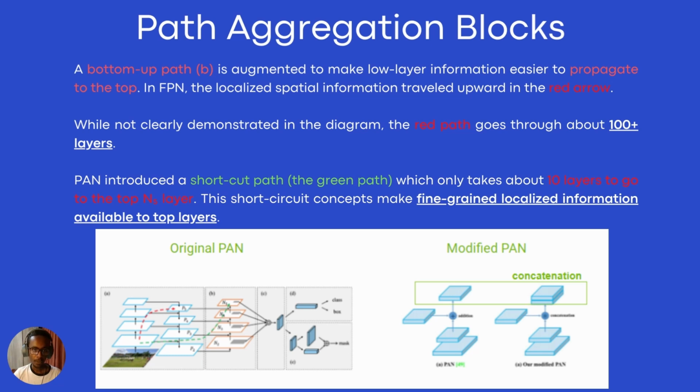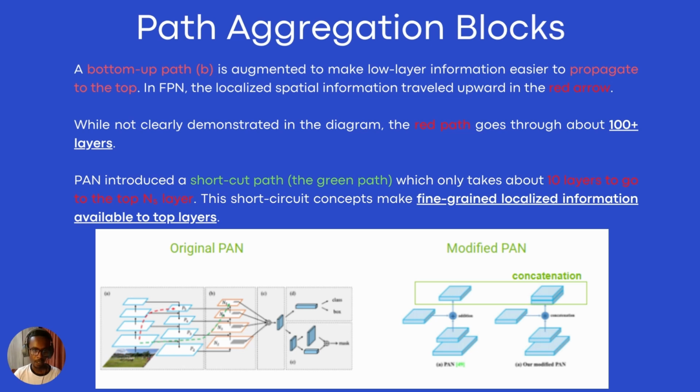While not clearly demonstrated in the diagram, the red path goes through about 100 layers. And that's not a good thing, because if you're passing through hundreds of layers in order to pass the lower layer information, it's going to decrease the performance of the network. So the path aggregation network introduced a shortcut path, which is indicated by the green path, which only takes about 10 layers to go to the top N5 layer.